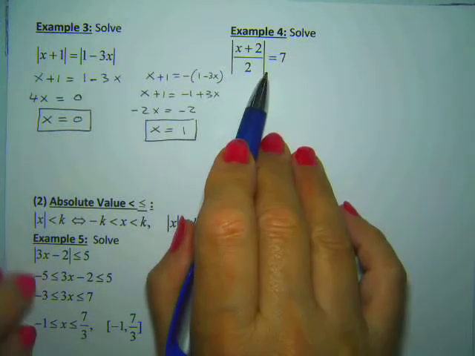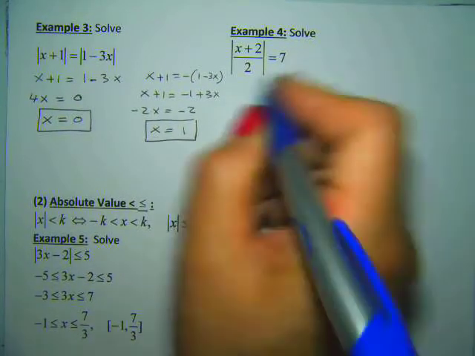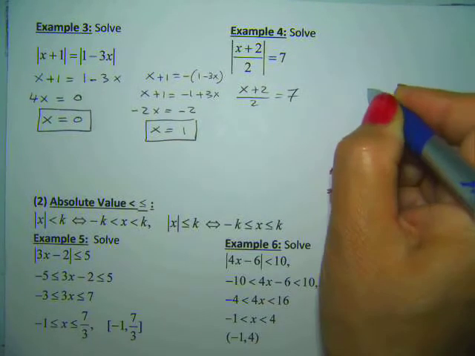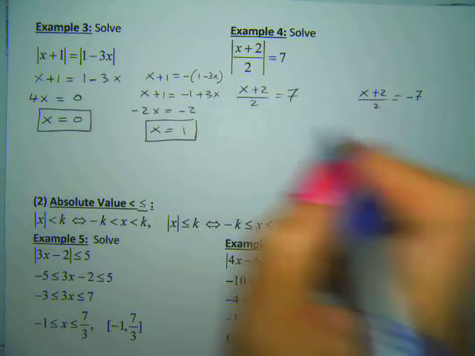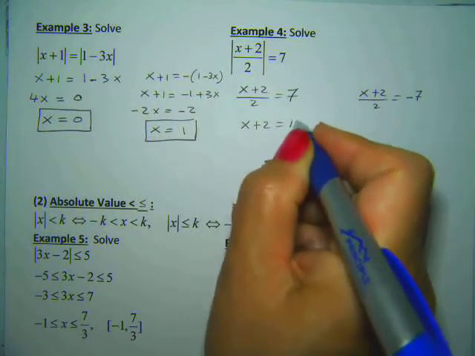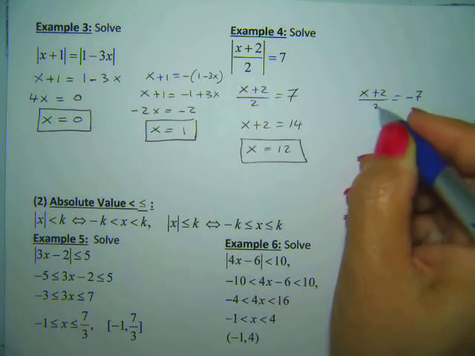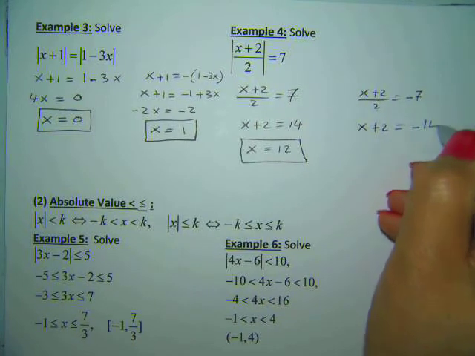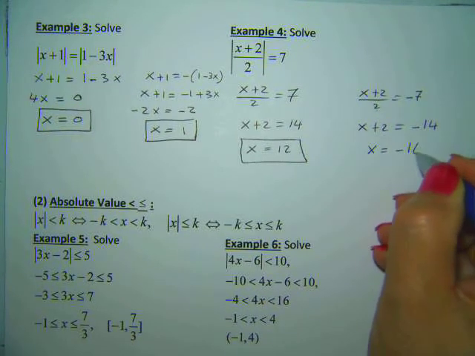Let's look at this one. The absolute value of (x plus 2) over 2 is equal to 7. Again, either (x plus 2) over 2 is equal to 7 or (x plus 2) over 2 equals the opposite. Now we can solve this by cross multiplying. So x plus 2 is equal to 14, or x is equal to 12. Multiply, so x plus 2 equals negative 14. Subtract 2, so x is equal to negative 16.